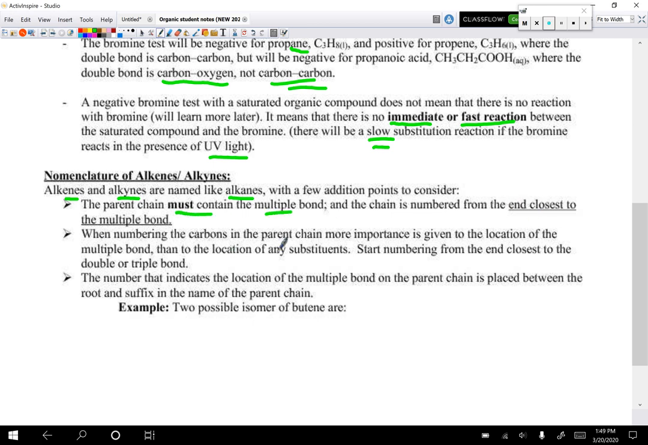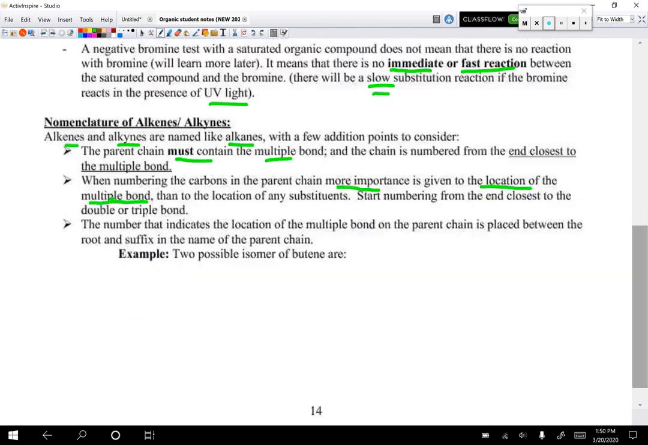Now, when numbering the carbons in our parent chain, more importance is given to the location of the multiple bond. So in our alkanes, carbon 1 was close to our first branch. Now it needs to be closest to our multiple bond. So we're going to start numbering from that end. All right, and of course we need to identify where this multiple bond is. So we are going to place a number in between the root and the suffix of our name.